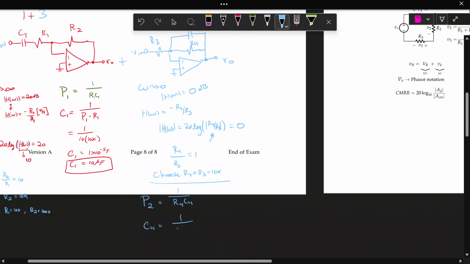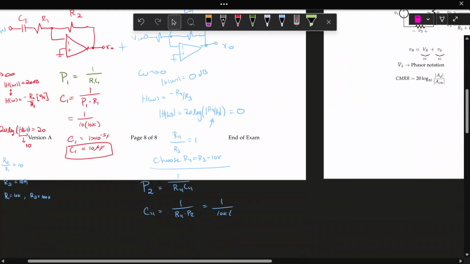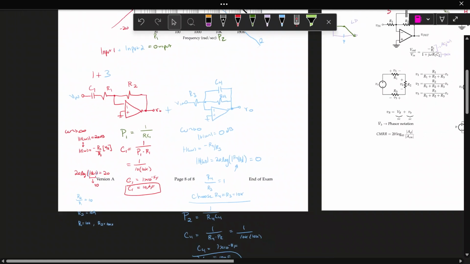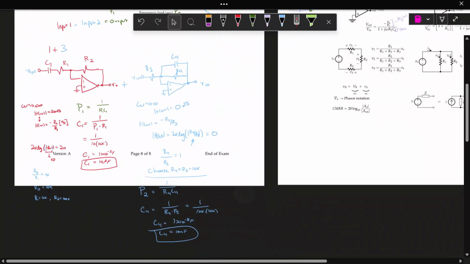C4 is equal to 1 over R4 times P2, which is 1 over 10k times, what is pole 2? Pole 2 is 10k, perfect. So C4 must be equal to 1 over 10,000 squared. That's equal to 1 times 10 to the negative 8 farads, or 10 nanofarads. And we're done. Not necessarily, but we're essentially done. We figured out the values. That's all we really need.